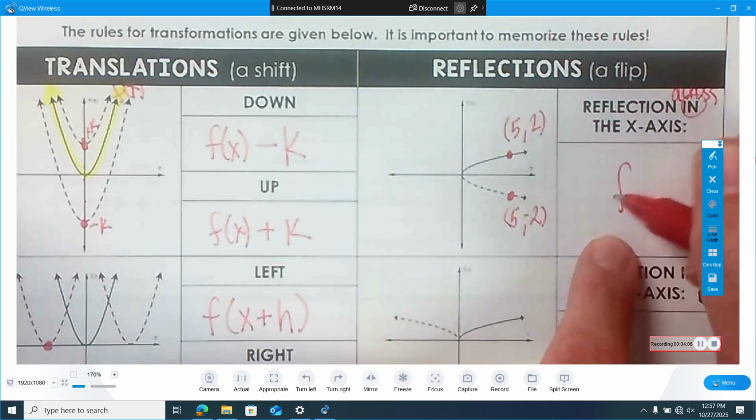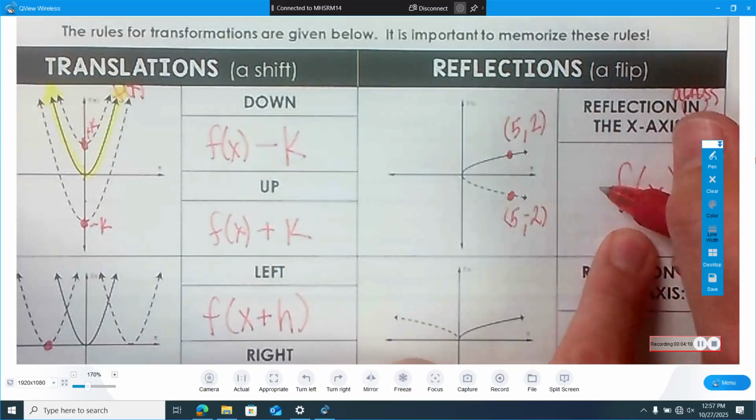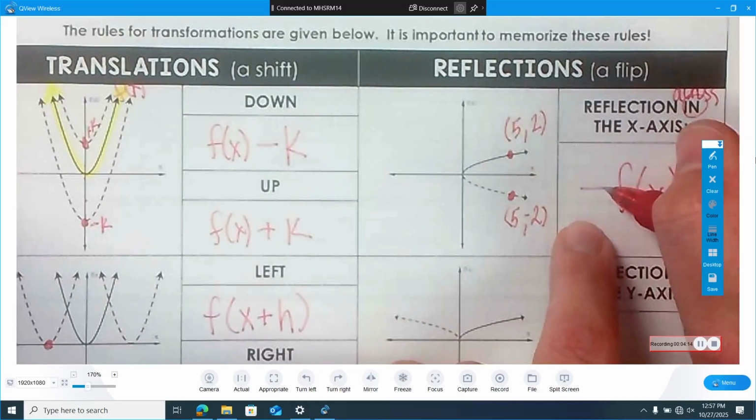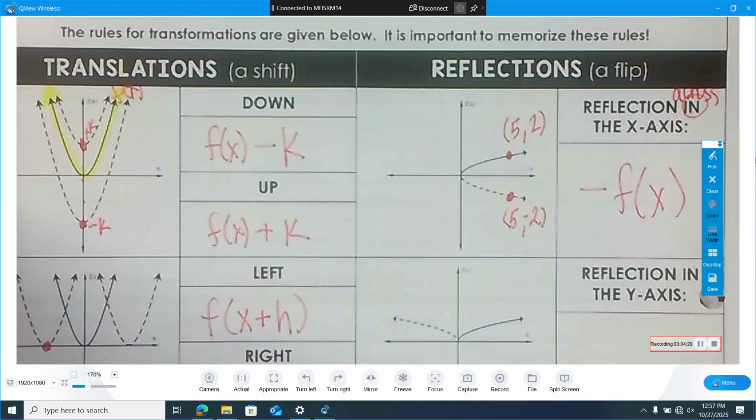So what we do here is we have our function. The x doesn't change, but the function itself goes from positive to negative. So that's what we're saying. When that negative is on the outside of the function, it's changing the y coordinates, okay?